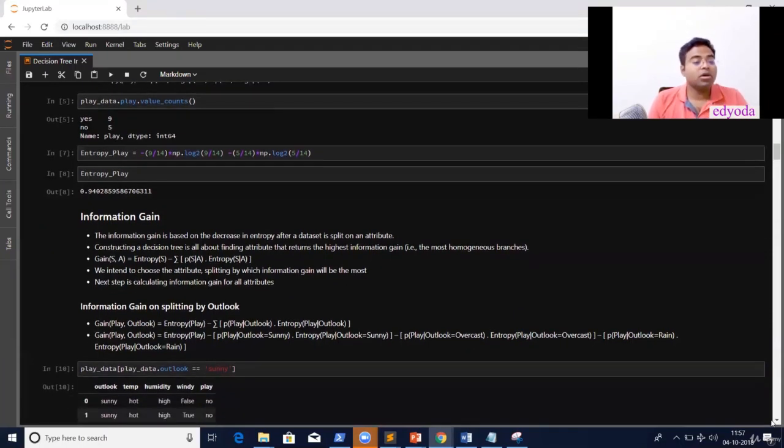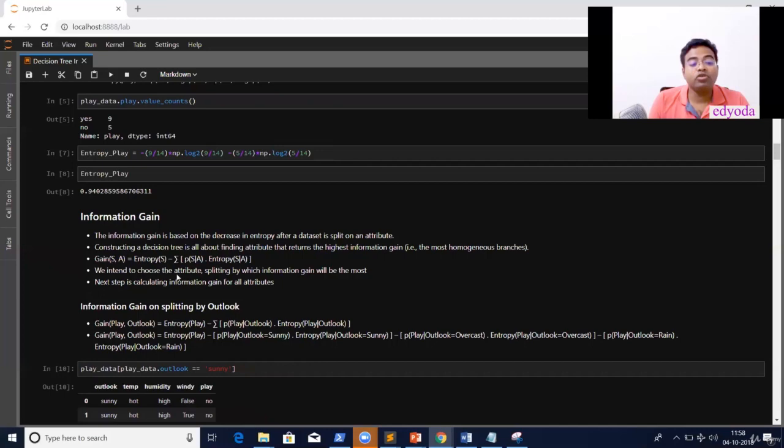Now the next important thing that we need to understand is information gain. As far as information gain is concerned, it should be highest. Your splitting decision should return the highest information gain. That's the whole point. Information gain is equal to entropy minus, for all the attributes, the sum of the probability of a particular attribute times the entropy of that particular attribute. We'll understand it as we start calculating.